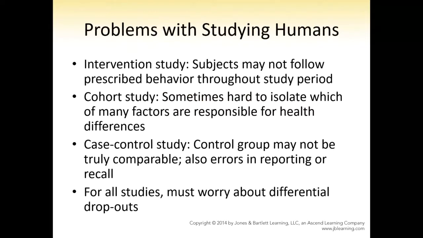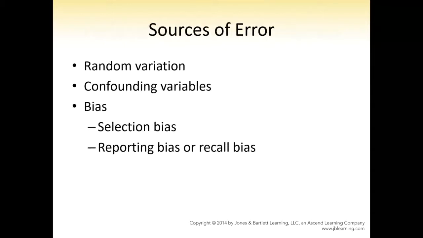Chapter 6 talks about some of the issues with epidemiology, so the problem with studying humans. In an intervention study, the subjects may not follow the prescribed behavior or intervention throughout the study period. In cohort studies, sometimes it's hard to isolate what factor is responsible for a health difference. In case control studies, the control group may not be truly comparable, or there may be errors in self-reporting behaviors. And in all studies, one must worry about people who drop out or who you lose track of over time.